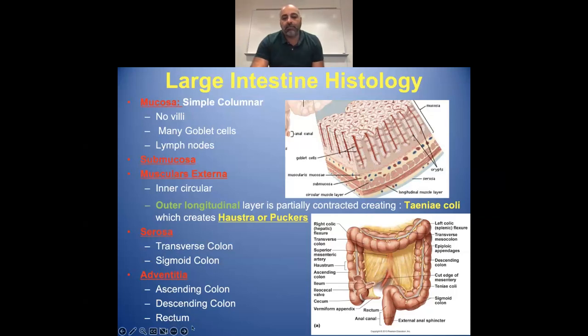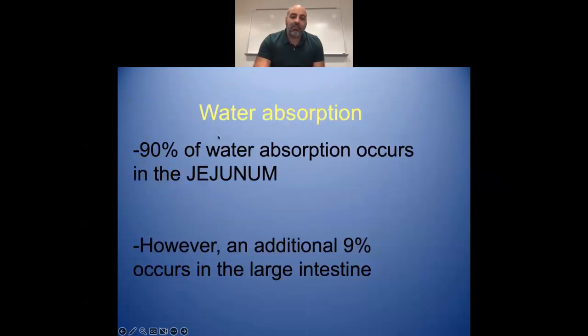Serosa for the transverse and sigmoid, adventitia for the remaining. So it was the jejunum: 90% of absorption is in the jejunum. And we really pull out the remaining 9% in the large intestine. We leave about 1% or so for passage of the stool.